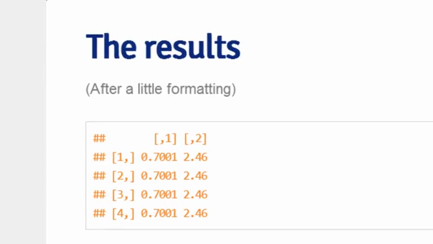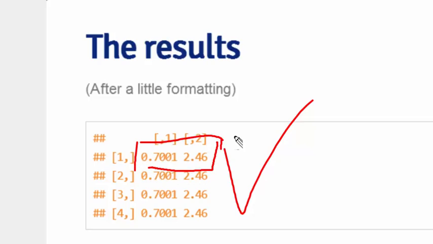I formatted these results a little bit because it gives you much more output than this, but I concatenated them into a matrix, and you can see that all of those commands give you about the same result. The difference in the groups being somewhere between 0.7 and 2.46.